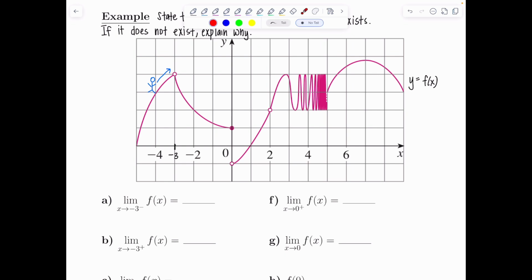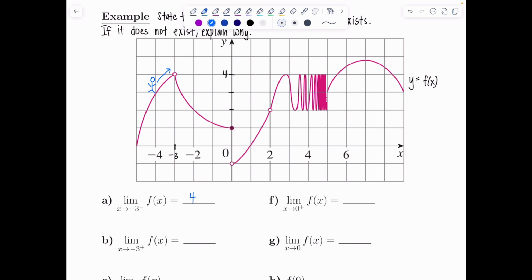What's the function value, or what's the y value he's approaching? Coming through right here, what does that look like? 1, 2, 3, 4. That's at y equals 4. So the limit as x approaches negative 3 from the left of f of x is 4.